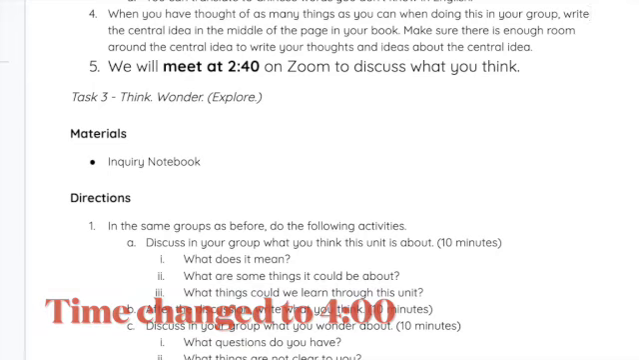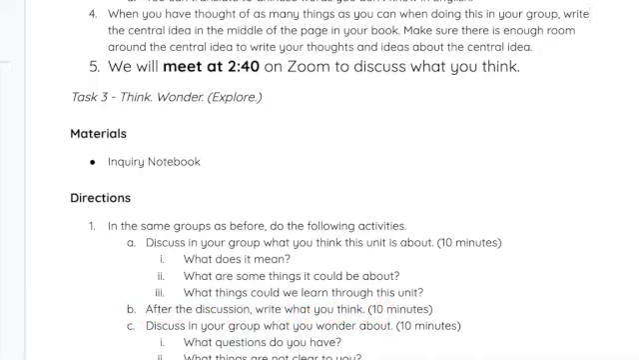And we will meet at 2:40 on Zoom to discuss. Change in time. We will meet at 4 p.m. on the Zoom for the last activity.